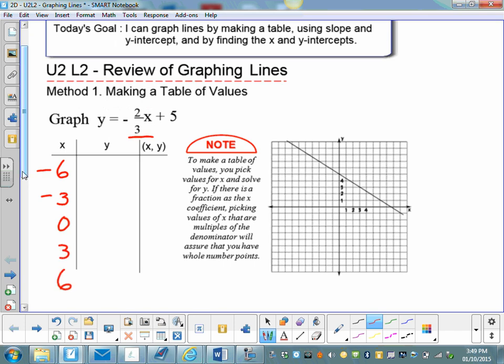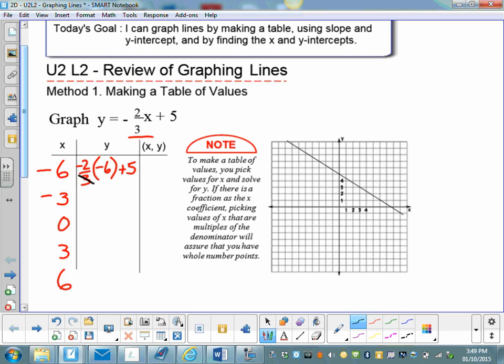So negative 6, negative 3, 0, 3, and 6 are all multiples of 3. And in this second column, I need to substitute the x values into the equation. So I've got negative 2/3, and then I replace the x with negative 6, and then plus 5. And when I calculate the value there, the reason that I'm substituting in numbers that are multiples of the denominator is so that I can divide out. So watch what happens with the fraction here.